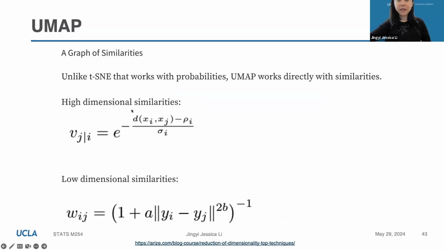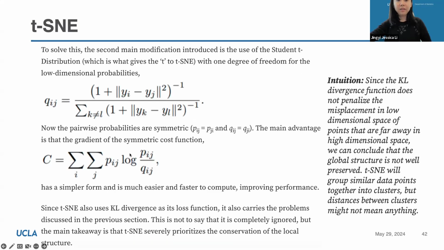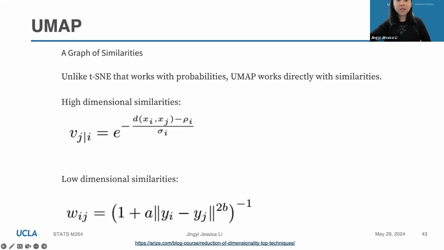And UMAP has several changes. For example, it works on similarities instead of distances when it calculates this thing. And it doesn't have the normalization to make up the probabilities that sum up to one. It's just called high dimensional similarities. And this rho i here is the min dist parameter, which defines the similarity, basically. And the low dimensional similarity, you can see that it has a similar form to the t distribution. Like here, it has some subtle changes, but looks similar overall.